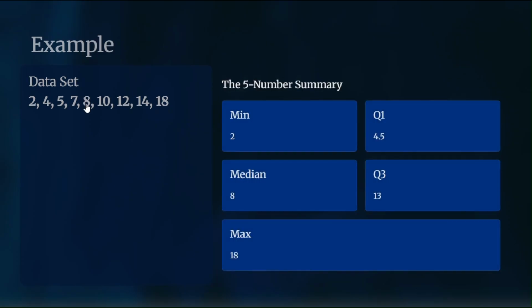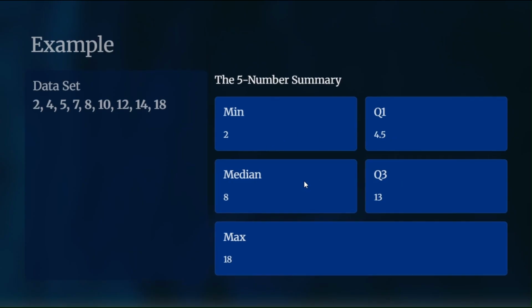In order to find the first quartile, we would need to find the middle value in the bottom half, which would be the mean of 4 and 5, which is 4.5. And the third quartile is the middle value of the top half of the data, the middle value between 12 and 14, which is 13. So here's the 5-number summary for this data set: 2, 4.5, 8, 13, and 18.